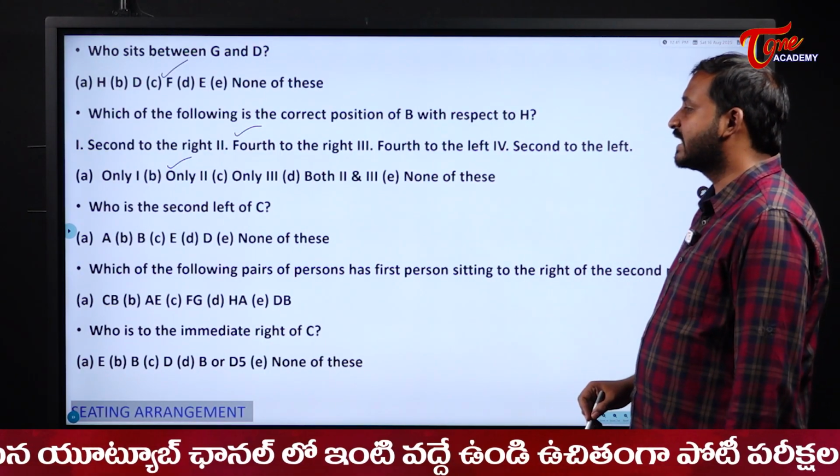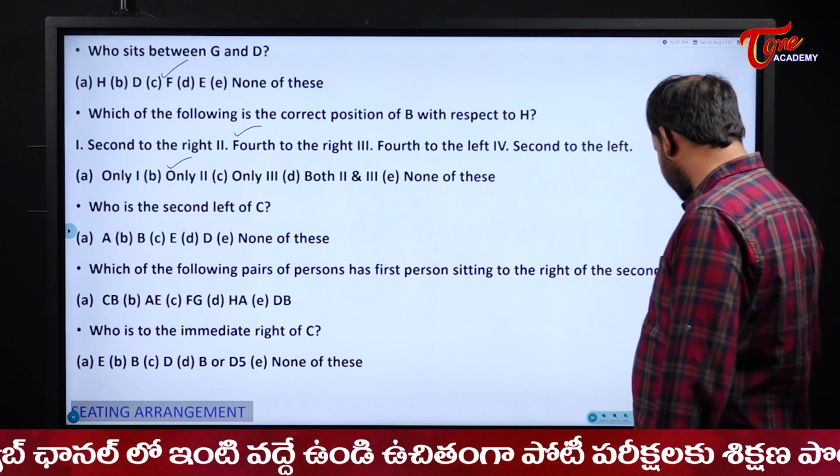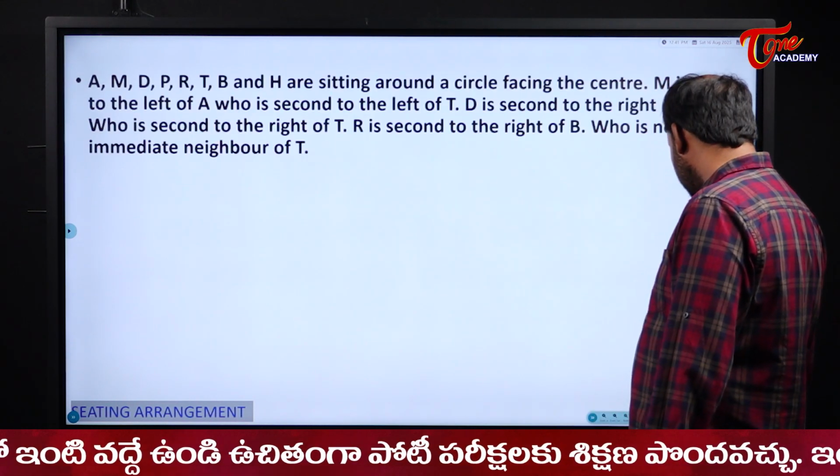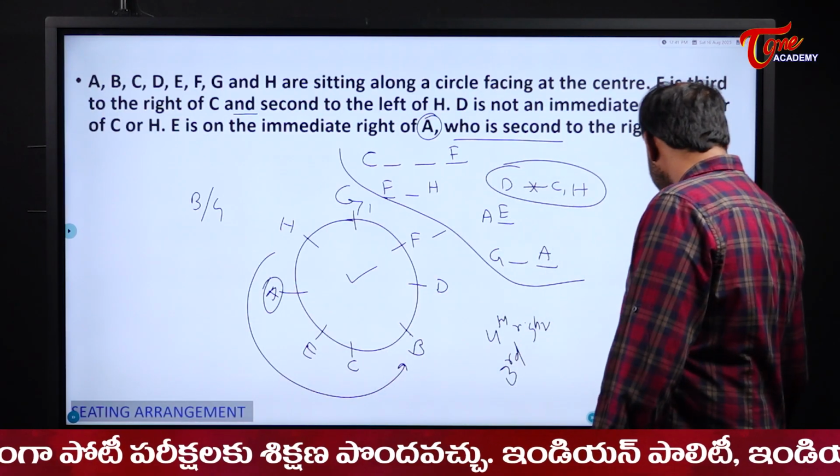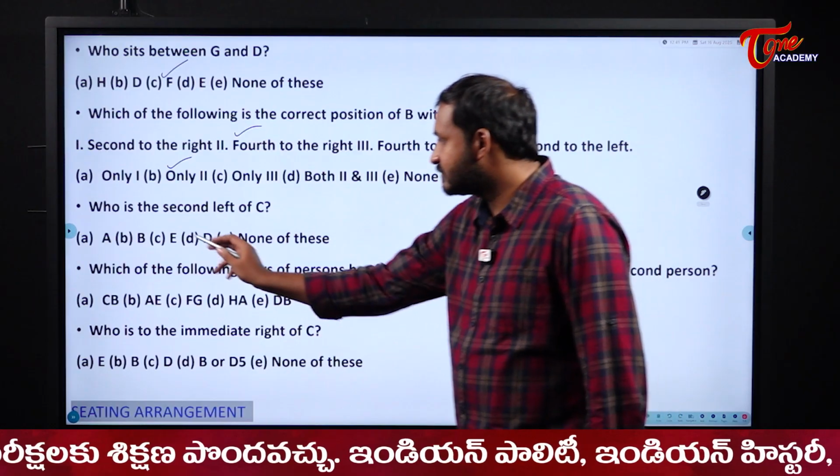Next, who is the second left of C? Who is second left of C? For C, second left is A. So our answer here becomes A.